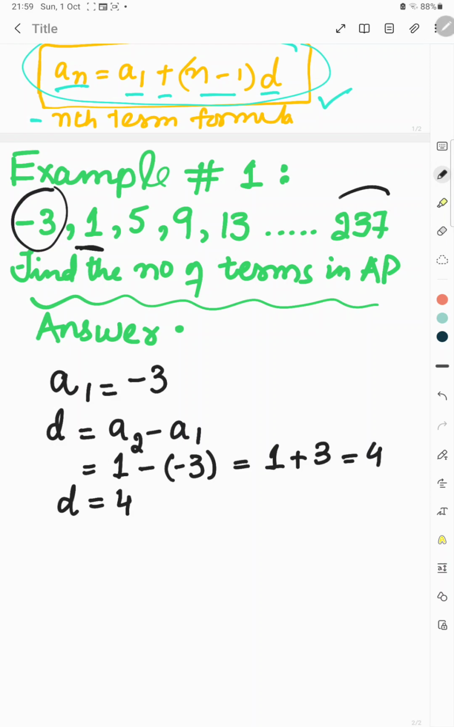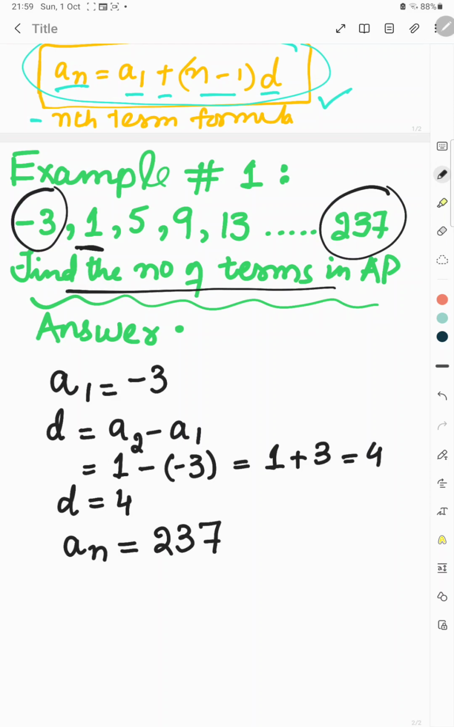Now what more thing do you observe in this progression? In this progression the last term is also given, and the last term is always represented by an. So here an is equal to 237. And what we have to find in this example is the number of terms. The symbol we use for number of terms is n, so we have to find n here.